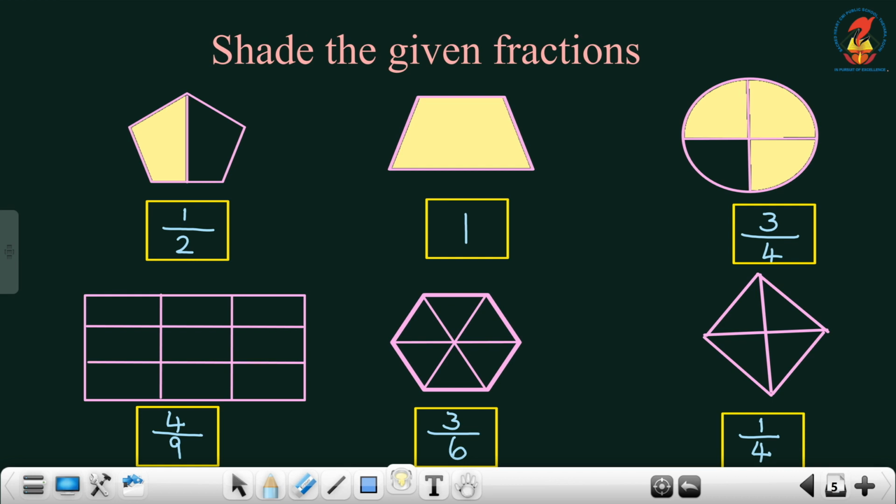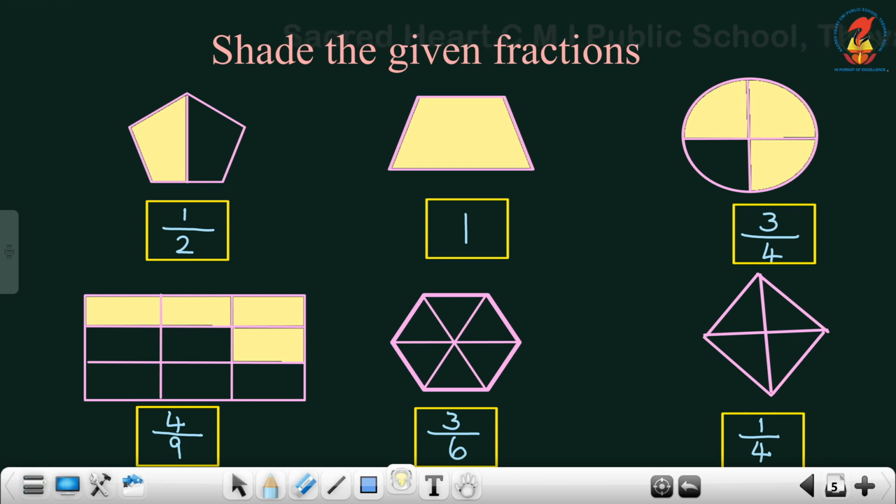Now next is 4 by 9. That is 4 portions you have to shade. 1, 2, 3, 4. So this is 4 by 9. Next is 3 by 6. So how many portions you have to shade? You have to shade 3. And how many equal parts will be there? 6 equal parts. So let's shade 3. 1, 2, 3. Okay. Next is 1 by 4. So how many parts you have to shade? One portion.